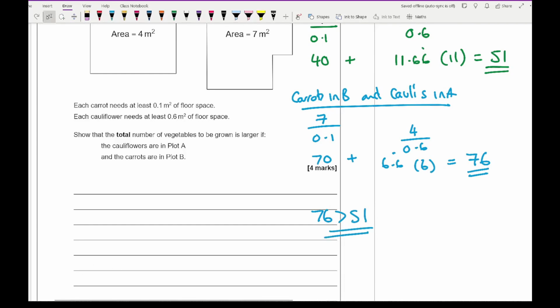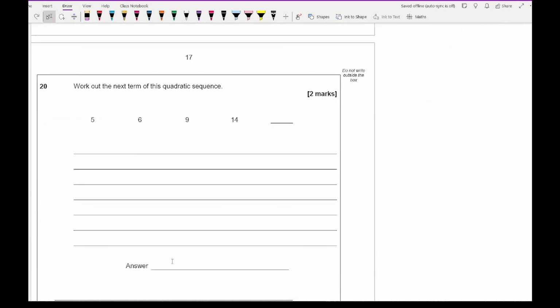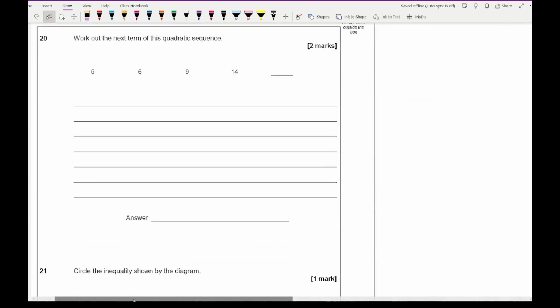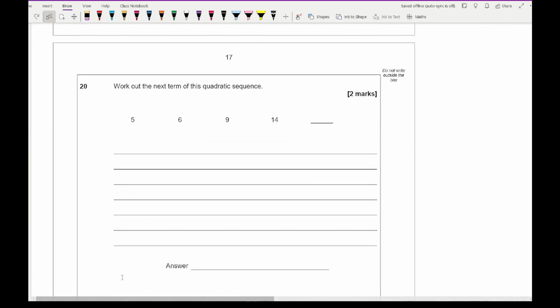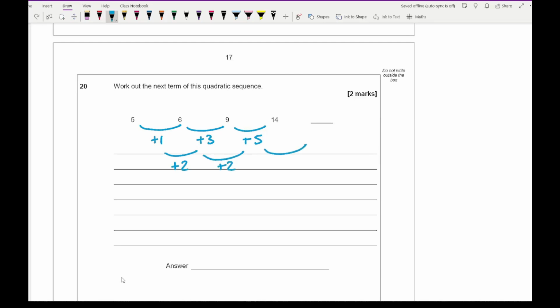Then moving on to the next question, question 20, it says work out the next term in the quadratic sequence. Well, if we look at the difference between, so we've got +1, +3, +5. We then look at the double difference, that's going to be +2, +2. So that means the difference between the next one is going to be +2. So that's going to be +7. So the next number then is going to be 21.